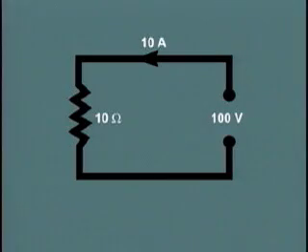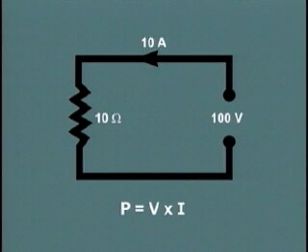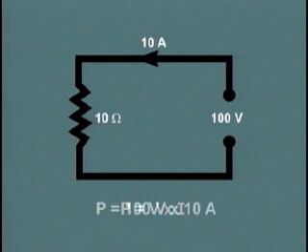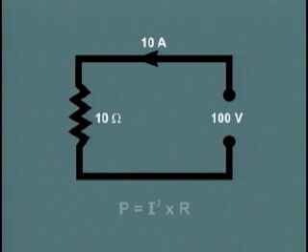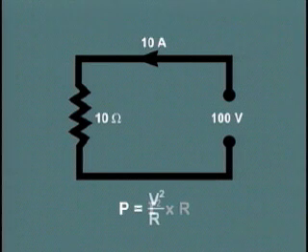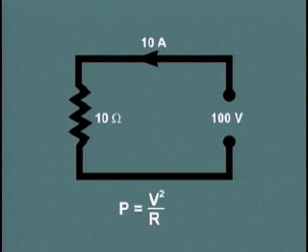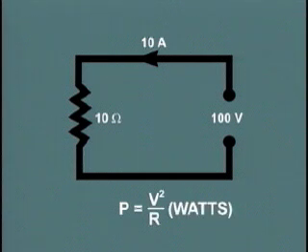Returning to our basic Ohm's law circuit, we can add a further expression, that is, power equals V times I, or voltage times current. In this circuit, power then equals 100 volts times 10 amps equals 1,000 watts. Other rearrangements of the same expression show us that P equals I squared R, and that it also equals V squared divided by R. We have noted here that power is given in units of watts.